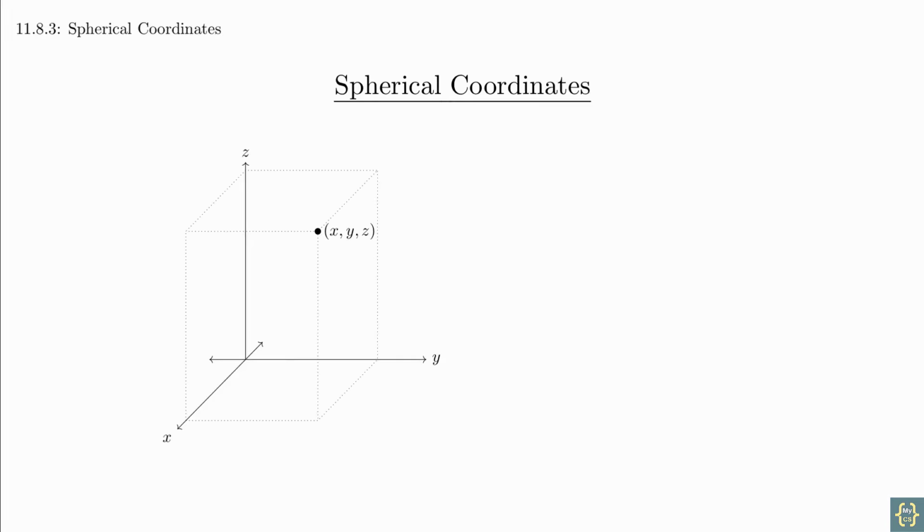Spherical coordinates are much more difficult to work with than cylindrical coordinates. In this case, all three variables from rectangular coordinates are interacting with each other. Here is the graph of the point x, y, z in rectangular coordinates. We want to get from this to spherical coordinates. Rho is the distance from the point to the origin. We can get this value using the distance formula.